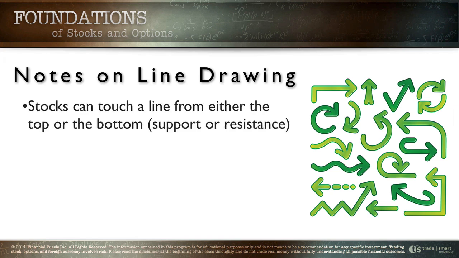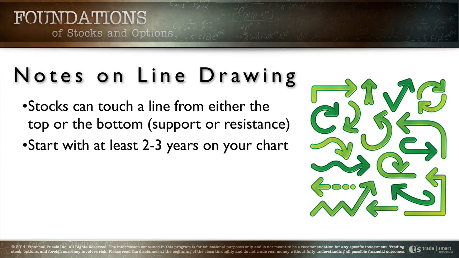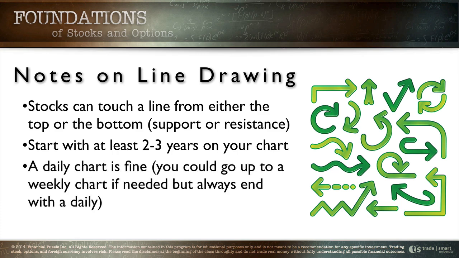Now, here are some additional notes for understanding this, then we're going to go do one together. A stock can touch a line from either the top or the bottom. It can be either support or resistance. It does not have to be one or the other. You want to start with at least 2 to 3 years of time on your chart. I prefer to start with a daily chart. You can go up to a weekly chart if you want to, but always end with your daily chart. All right, there are some notes for you.